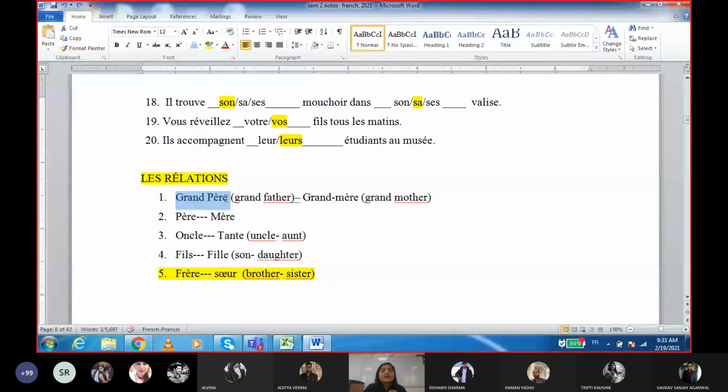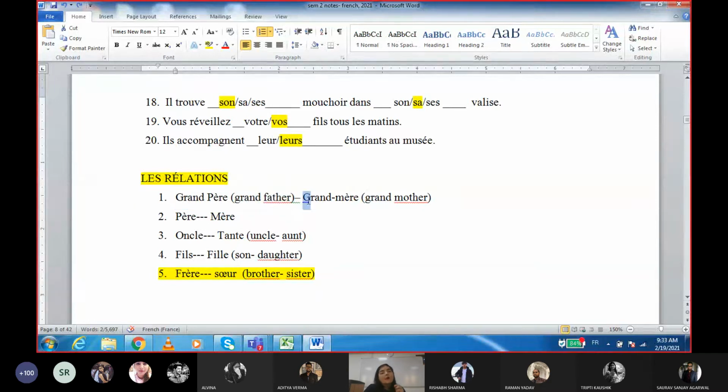The first one here is grand-père. Please note the pronunciations because it is the small part of your Viva. How we are going to conduct Viva and what exactly is going to come, we'll see in another 1 or 2 lectures, but it is the part of it. So, it is grand-père. Grand has a nasal sound. Grand-père. Just like the Hindi word we have père, same pronunciation. Grand-père, that means grandfather.